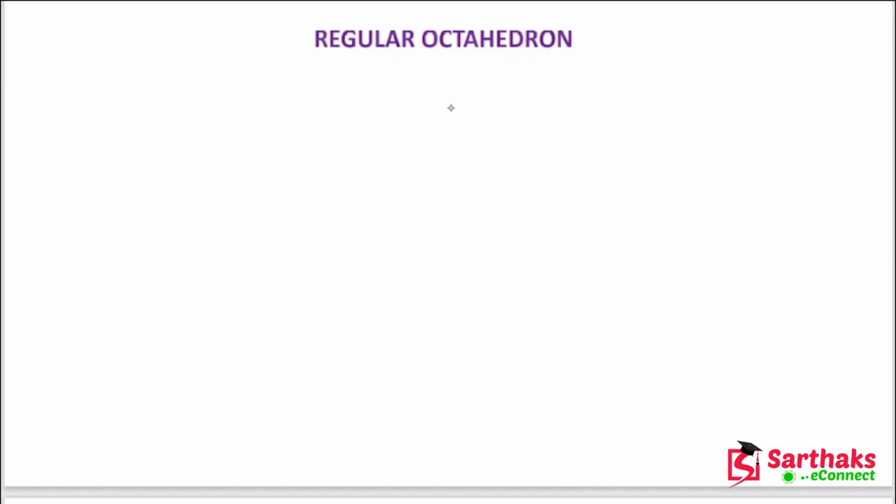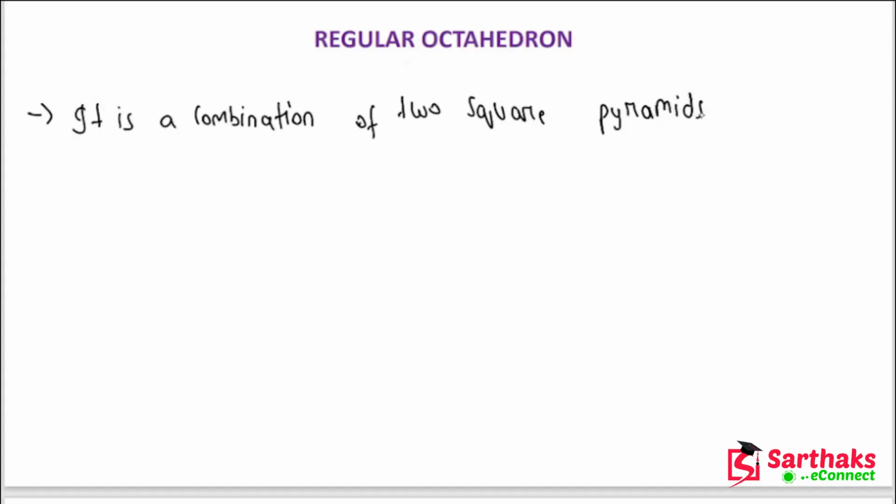Now this is basically a combination of two square pyramids. Okay, if I have to define it, then regular octahedron is a combination of two square pyramids whose faces are equilateral triangles.